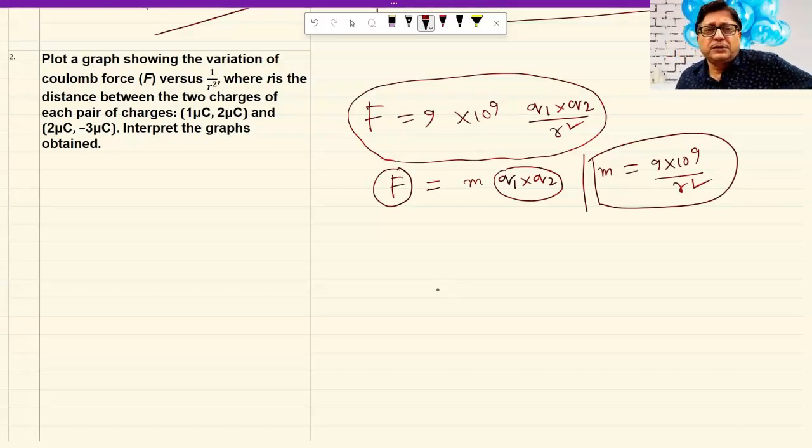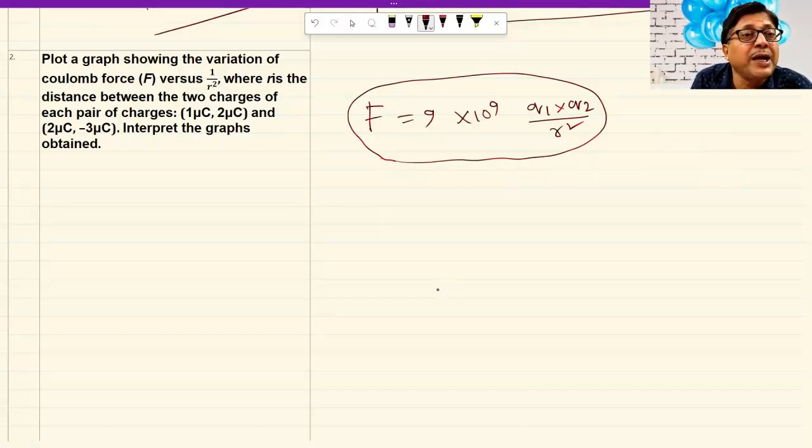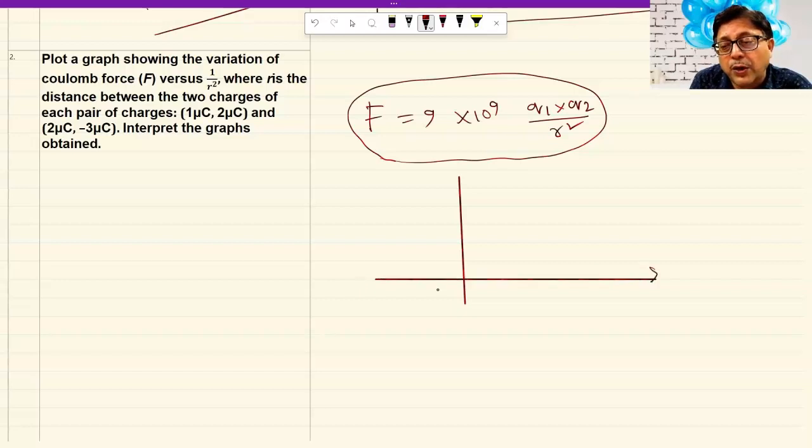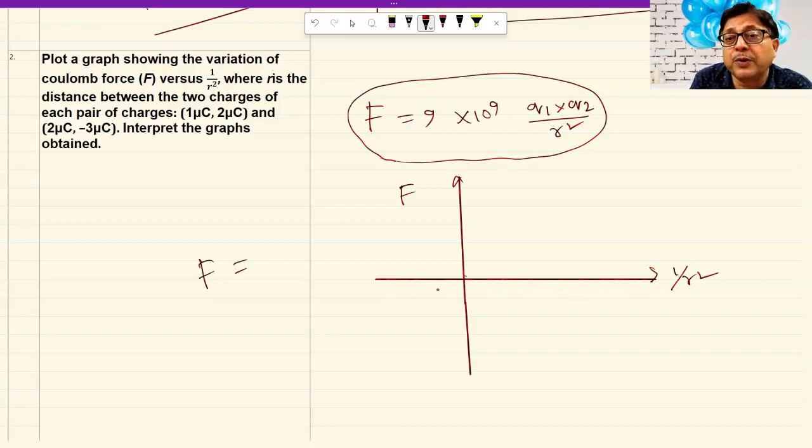We are going to plot the graph of F versus 1 by r square. Oh, sorry, q1 into q2 is a constant. 1 by r square is a variable here. So you take 1 by r square this way, F this way. If q1 q2 is positive, F is going to be a positive quantity, 1 by r square a positive quantity, into 9 into 10 to the power 9, q1 q2.